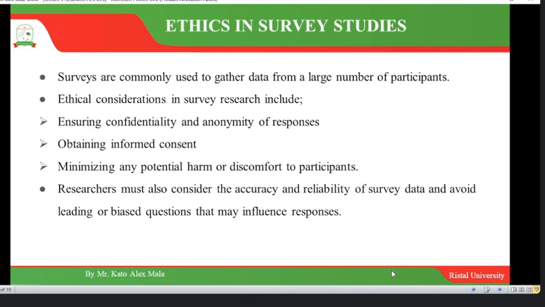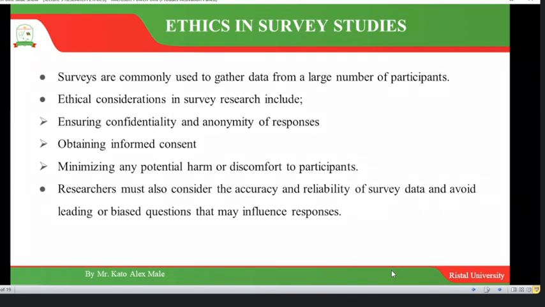Researchers must also consider the accuracy and reliability of survey data. I talked about accuracy and reliability. Accuracy gives us valid work. It doesn't mean that your work is error-free, but it has minimal errors. It is very rare to produce work which has no errors, but we minimize them. So if you consider accuracy, you will produce valid work, that is work with minimal errors, and your work will then be reliable, meaning other people can rely on the data and perform even secondary studies, or even give a reference to your work.